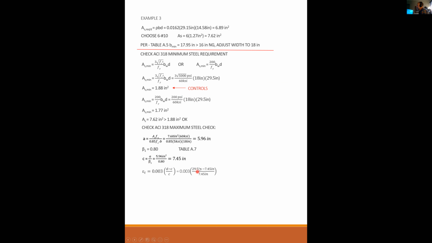Epsilon t then, substitute in. Now here you have to use your chosen steel and your chosen d. This is what you're going to build. So you have to use what you're going to build here. That gives me 0.00888, which is greater than 0.005. So we are fine. Phi is equal to 0.9. Last step, calculate phi Mn.